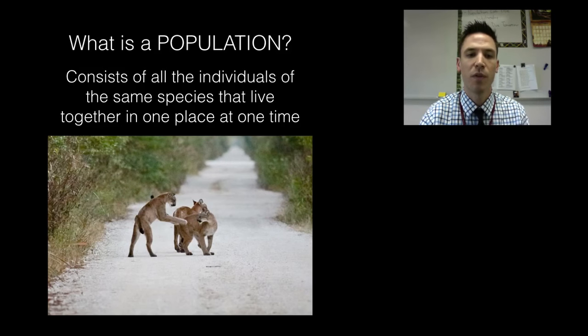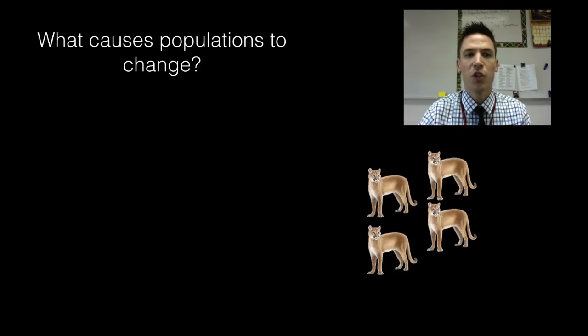Here's a picture of the Florida panther, Florida's official state animal, and if you know anything about the Florida panther, you also know that they're endangered. Their population level at this point is really low, below 200, and there are a lot of efforts to get that population back up so they don't go extinct. So what sort of things cause populations to change? If we take a look at our Florida panther, what can cause it to go up and what things are going to cause it to go down?